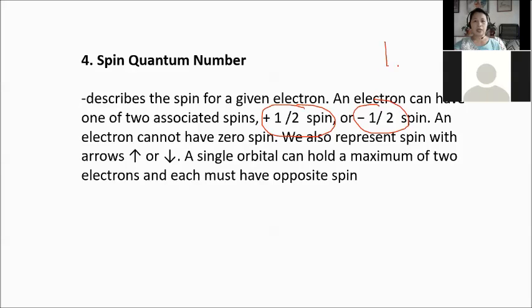Kasi in one orbital, okay, so let us use a square para sa ating orbital, and let us use an arrow for electrons. So, 2 electrons maximum in an orbital. And an electron cannot be 0 spin, no? We also represent spin in terms of arrows. Ito na yun. A single orbital can hold a maximum of 2, but then pwede yan 1, depende sa number of electrons ng atom, provided they have opposite spin.